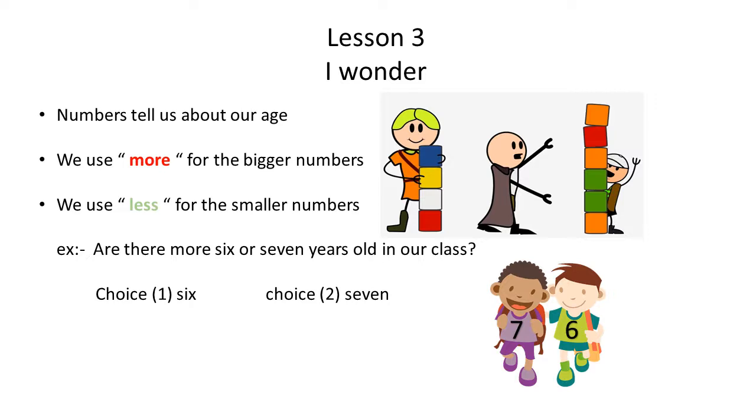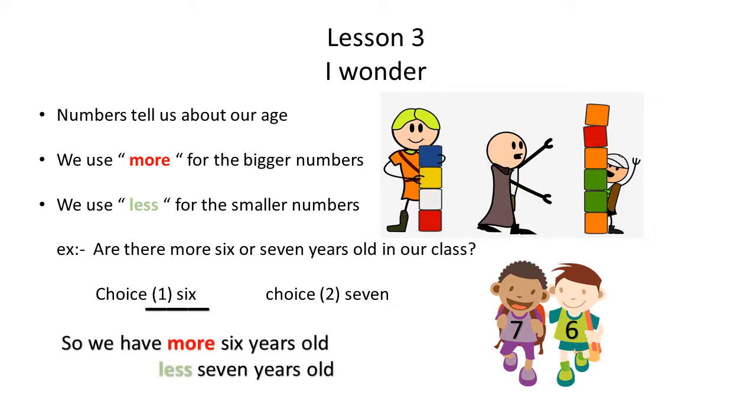In Lesson 3, I wonder. Numbers tell us about our age, for example. We use more for the bigger number and less for the smaller number. We know that from math. Are there more 6 or 7-year-olds in our class? For example, if I ask you this question and I give you 2 choices. Choice number 1 is 6 and choice number 2 is 7. If we say that we have more 6, so we have more 6 and fewer 7-year-olds. Do you know how to use more and less?